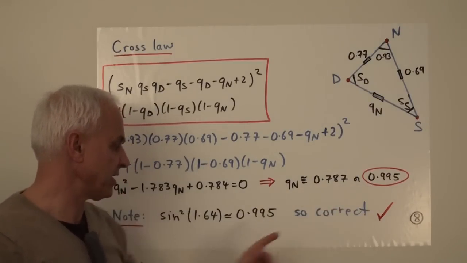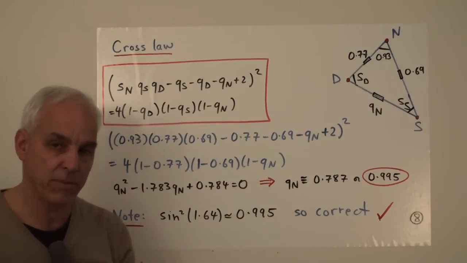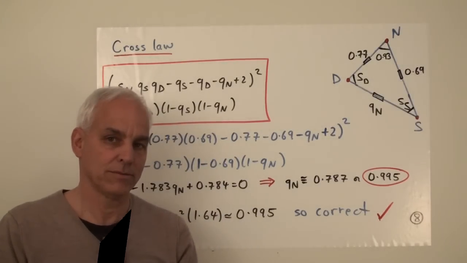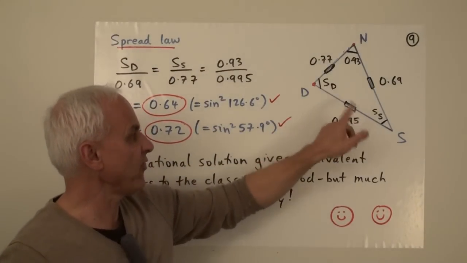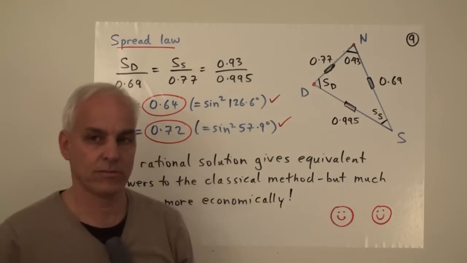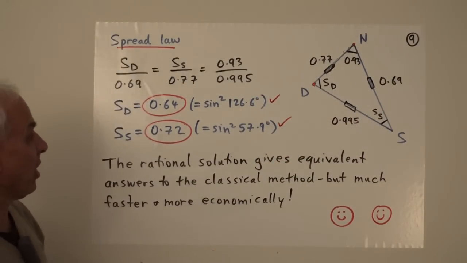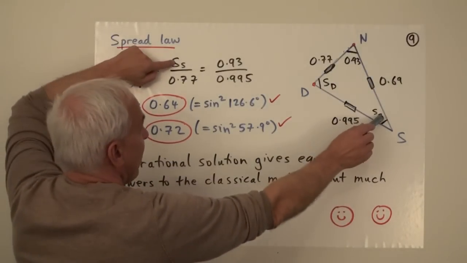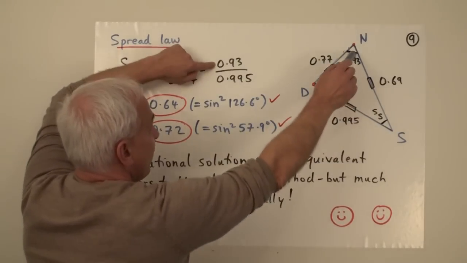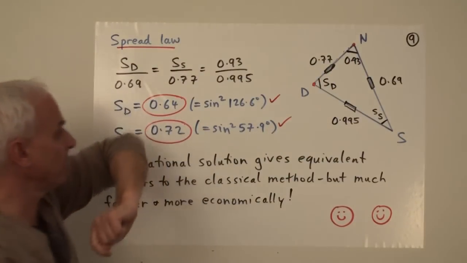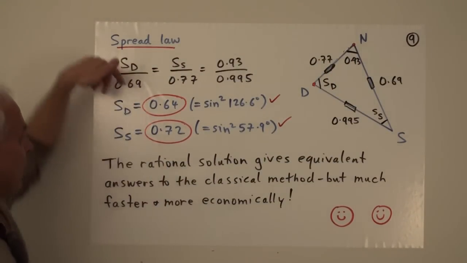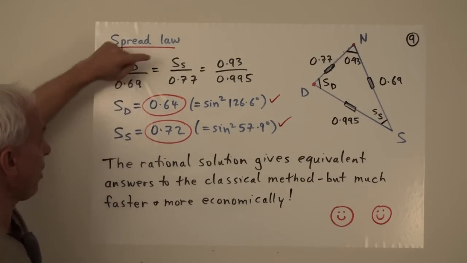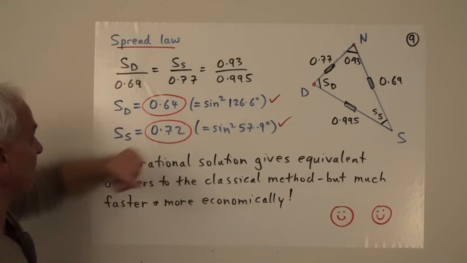So what we're getting here is just exactly the rational analog of the computation that we made earlier with the classical cosine law. And what about these other spreads, S sub D and S sub S? Well, we're going to use the spread law, which is that S sub D over this quadrance equals S sub S over the opposite quadrance equals this spread over the opposite quadrance. Well, that's immediate. We're just doing a bit of multiplication and division. We get S sub D equals 0.64 and S sub S equals 0.72.